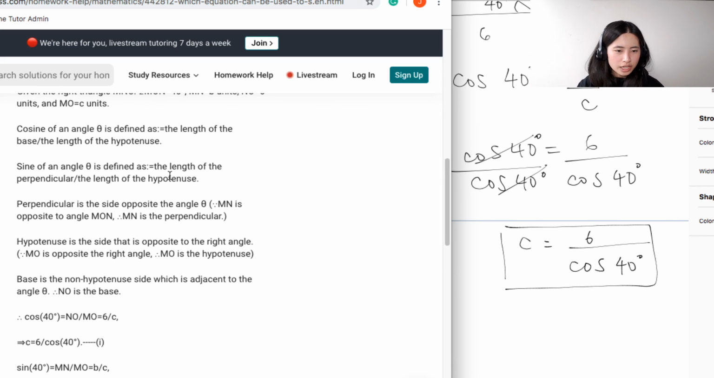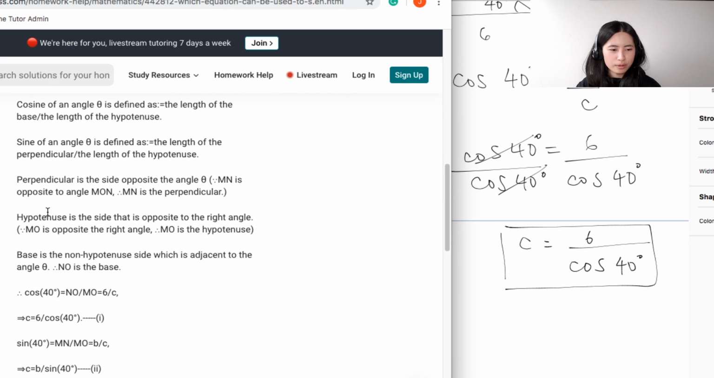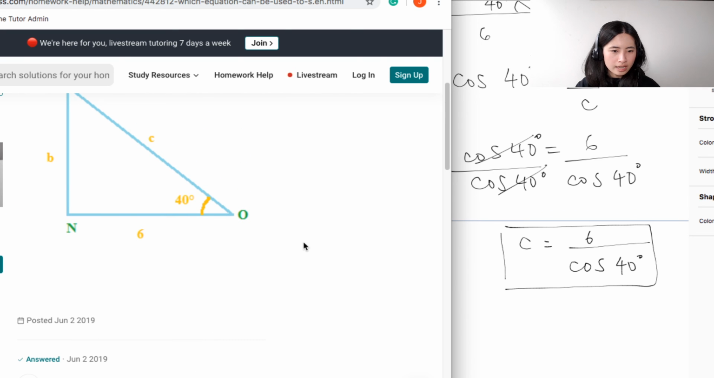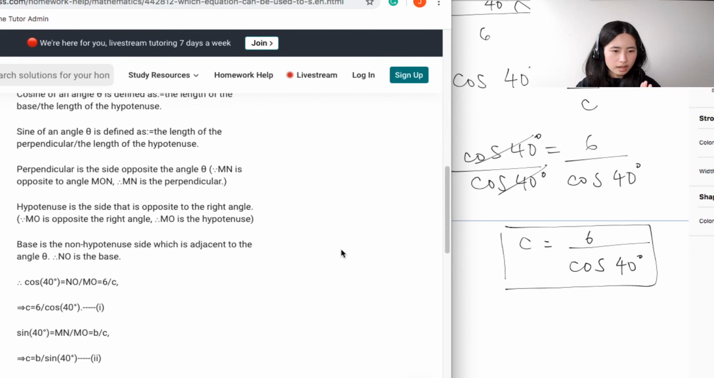There should be an H in hypotenuse and MN is opposite to angle. Okay, so they're trying to explain you have your perpendicularity between MN and NO, and that creates a right angle. That's what they're trying to say.